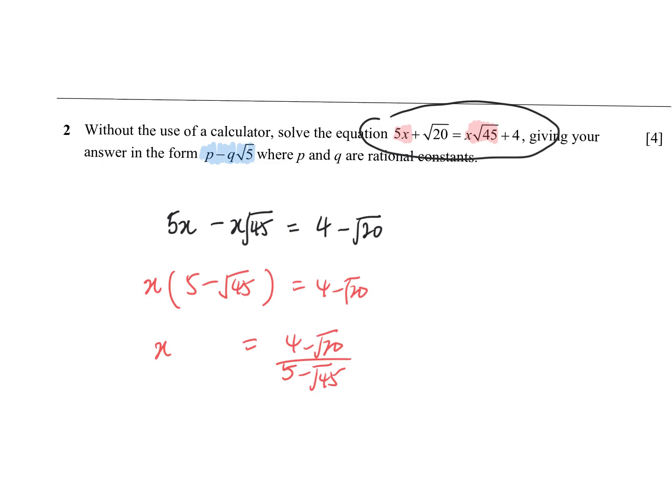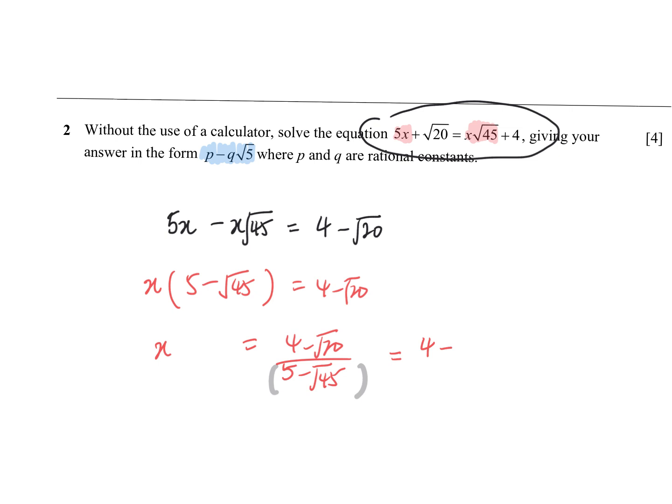Okay, so how to rationalize? Introduce your conjugate pair. So put in your 5 plus root 45 and then 5 plus root 45. Of course, if you don't want to deal with such big numbers, you can break it down first. So maybe let's break this down.